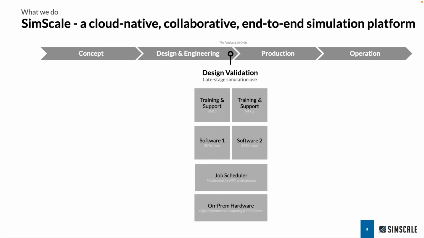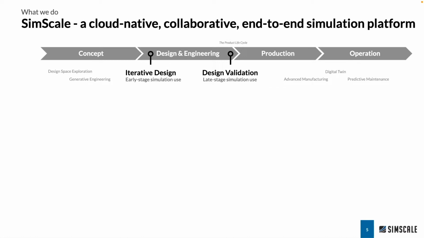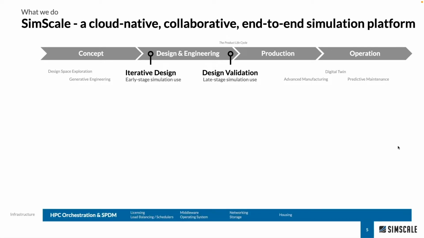Today, there's a lot more movement going from reactive design, talking about design validation, as you can see, to iterative design. So simulation actually driving the design. There's also a lot of other things such as generative engineering, the early stages up to predictive maintenance, and leveraging things like digital twins on the production side. So how is SimScale now approaching this?